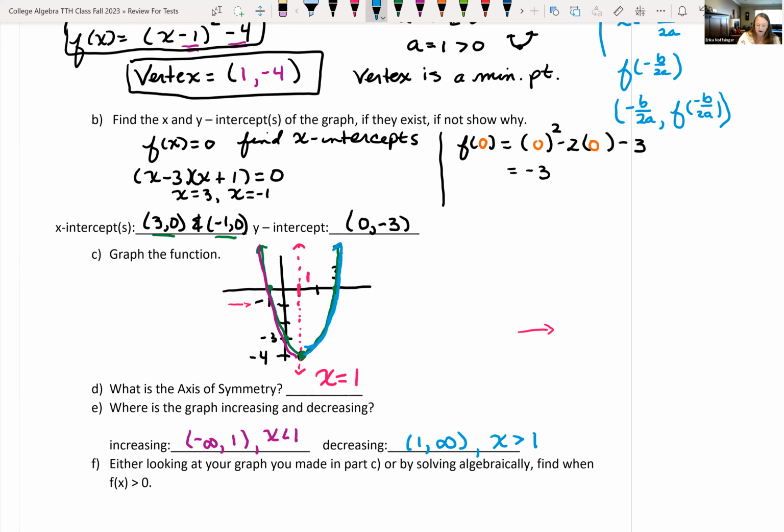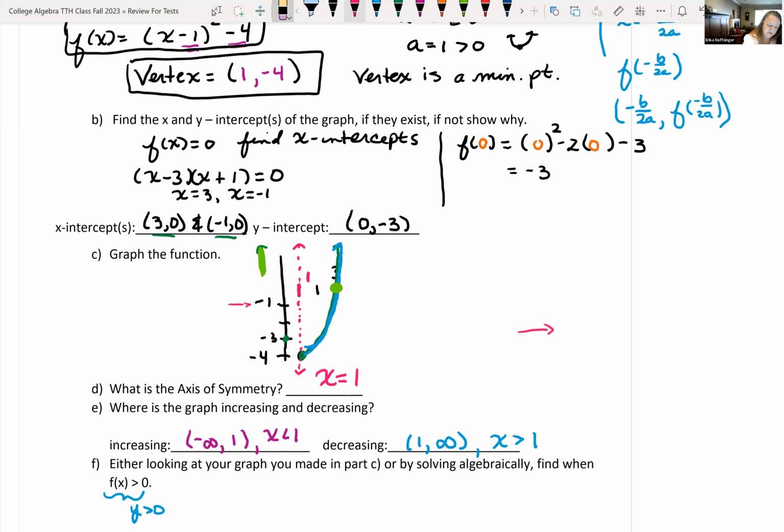From here, I said either look at the graph that you made in part C or solve algebraically to find when f of x is greater than 0. So f of x is greater than 0. This is saying my y values are bigger than 0. So looking at our graph over here, once we're less than, and this would be an open circle technically.